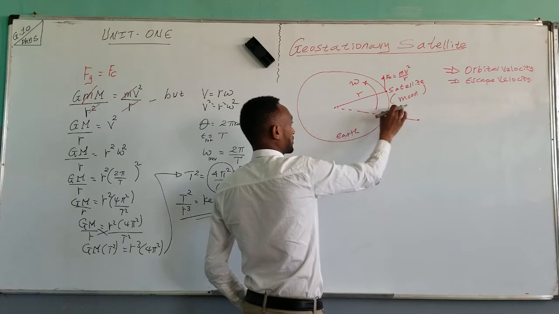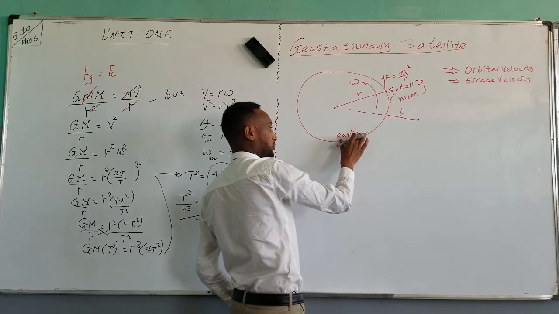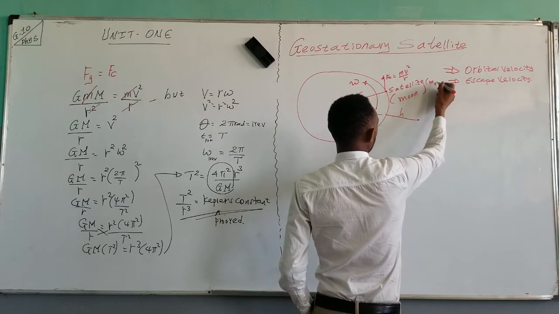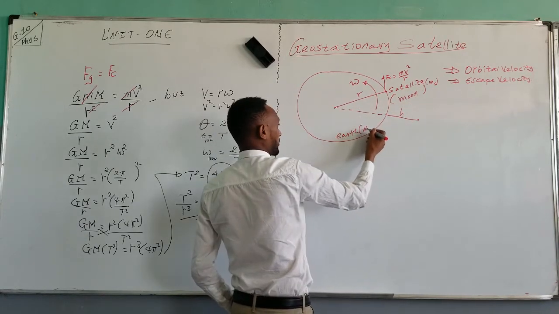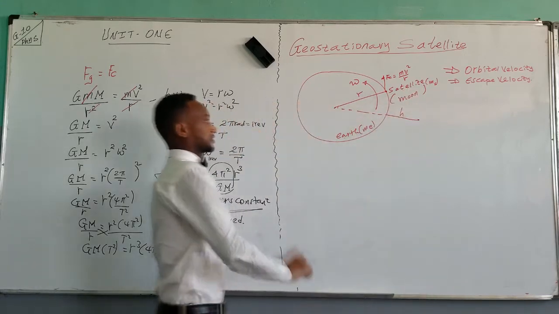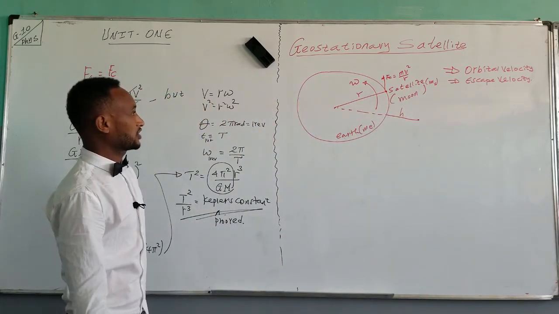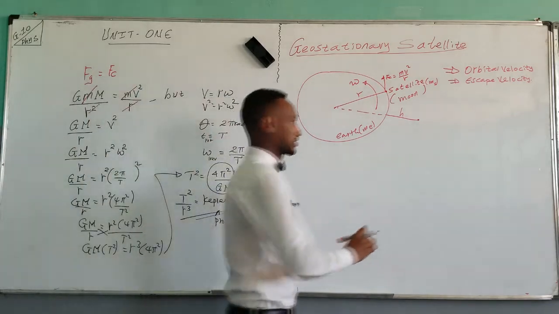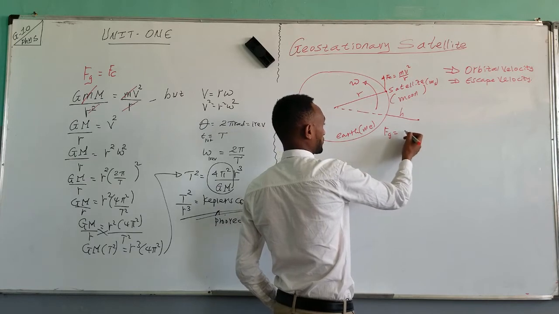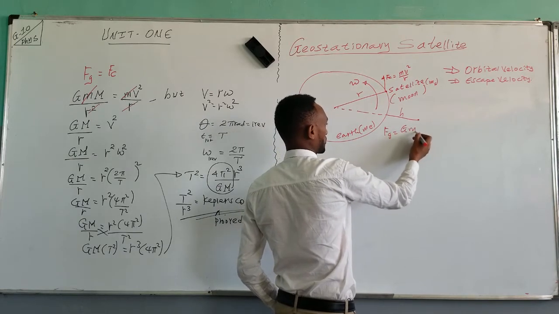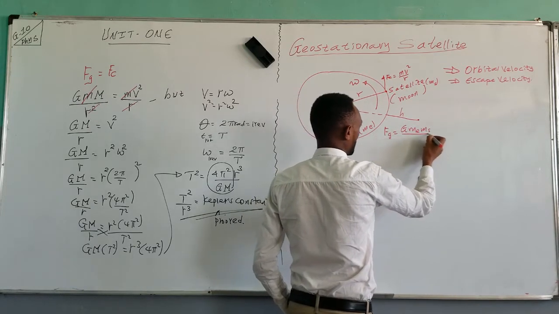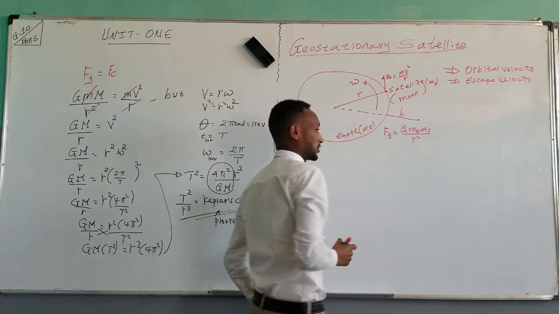Between two objects, that means between the Earth and the satellite, we have the mass of the satellite and the mass of the Earth. Between two masses, we have a gravitational attraction force, which is directly proportional to the product of the two masses, the mass of the Earth and the mass of the satellite, over the square of the distance between them.